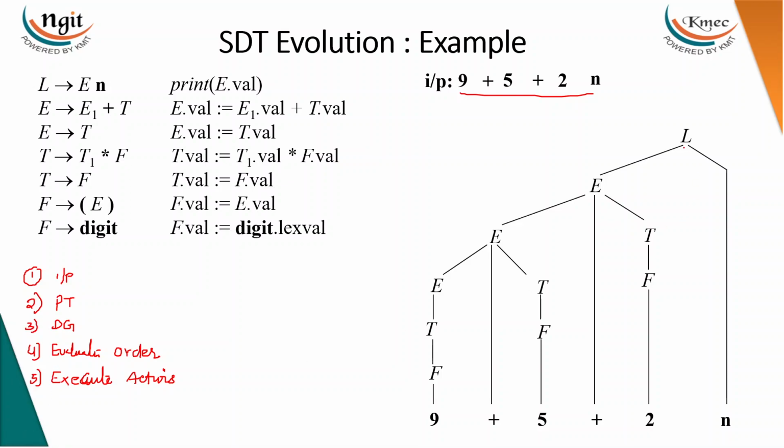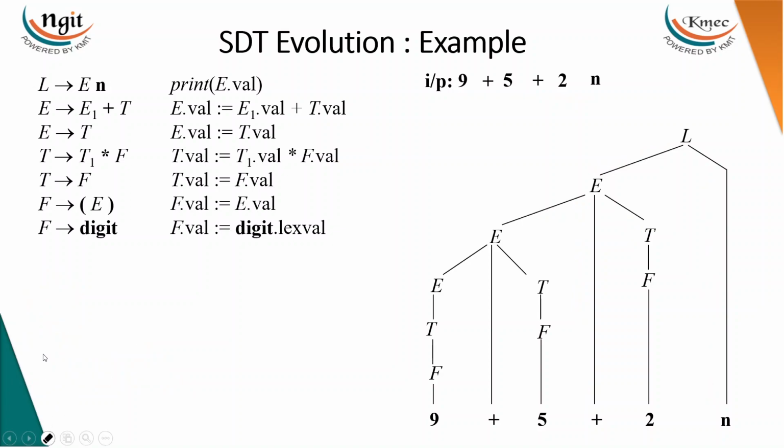So the parent is depending on children. Then E is depending on E, T and plus. We can say that all the parents are depending on children. You don't need to mention everything here. L is depending on E and N, E is depending on E plus T, like that. So let me write. The first one which is going to be evaluated is F tends to 9. This is the first one to be evaluated.